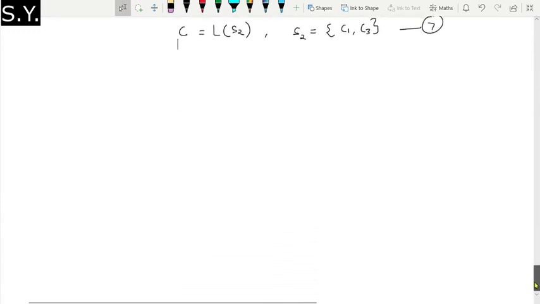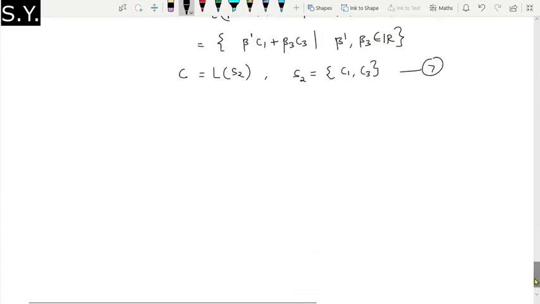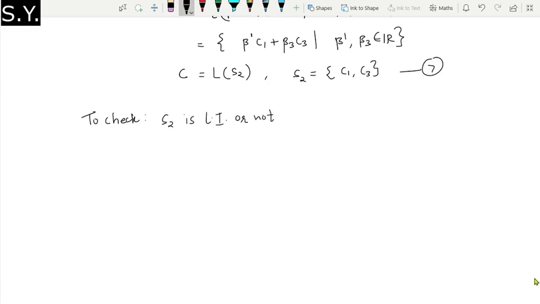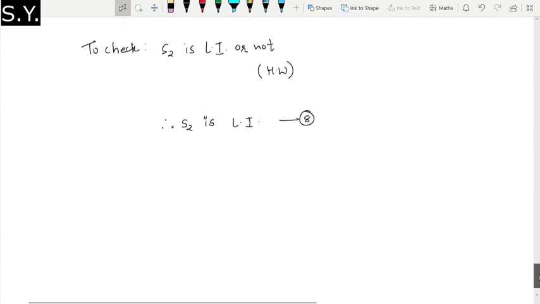ओके, so now to check linear independence of S2, and this I leave it to you, you can do it to check whether S2 is linearly independent or not, आणि तो येणारच आहे. सो दिस इज होमवर्क. ओके, आणि खाली काहीतरी येईल, तुम्ही काय लिहाल? देअरफॉर S2 इज लिनियरली इंडिपेंडंट. मग त्याला तुम्ही काय म्हणायचं? काहीतरी 8 म्हणायचं. देअरफॉर फ्रॉम 7 and 8 I will say S2 is basis of C.